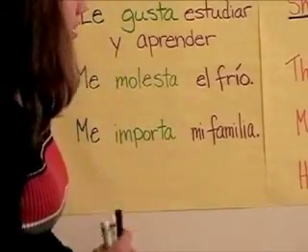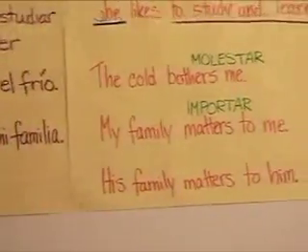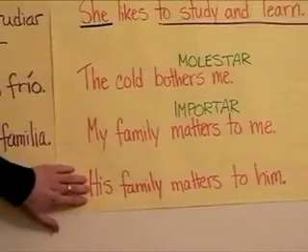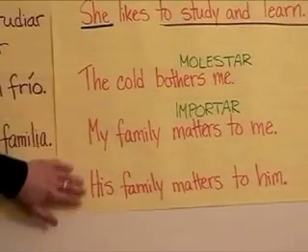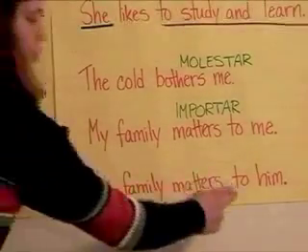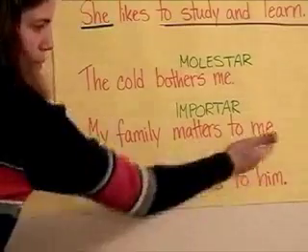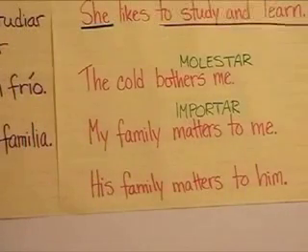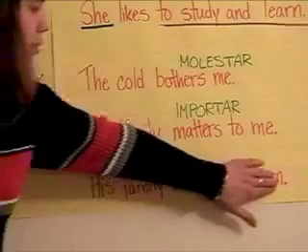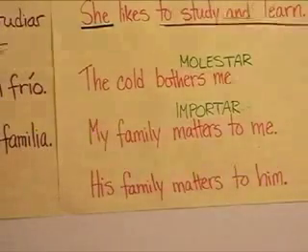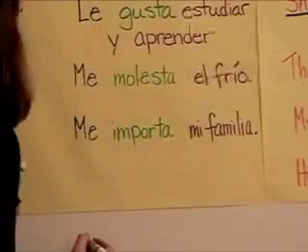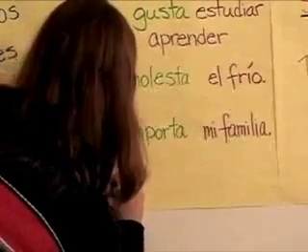Alright? Now let's just take a look at one last sentence here. His family matters to him. Alright? So this one's going to be very, very similar to this one. But our biggest difference is to whom the family matters. That's going to change your indirect object pronoun. So for to him, what are we going to use? We're going to use le. Exactly.